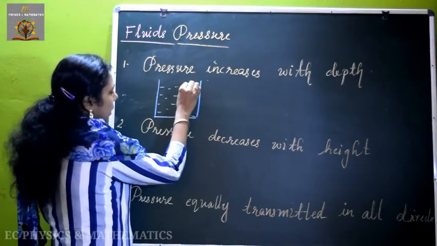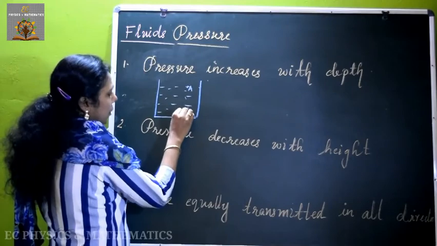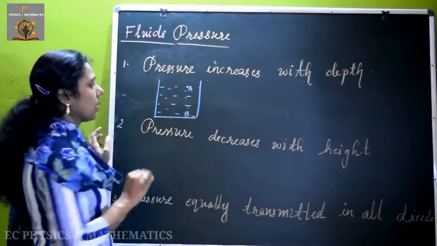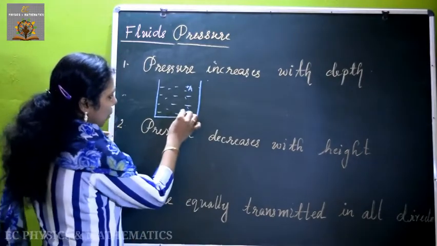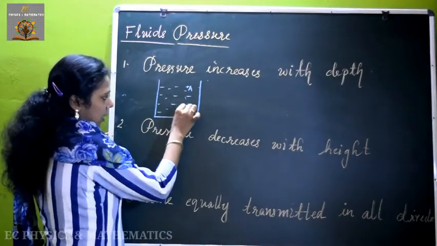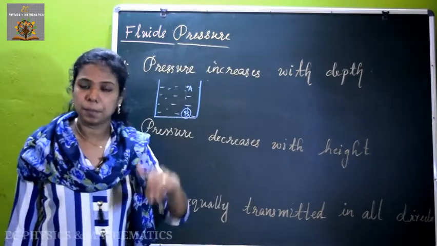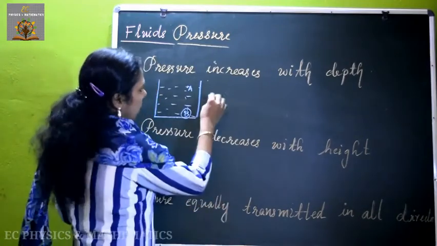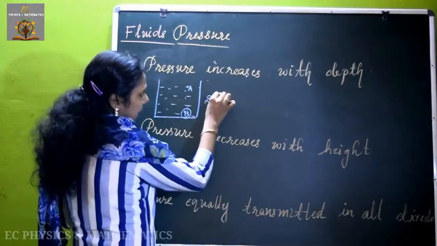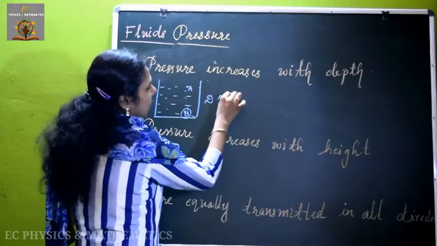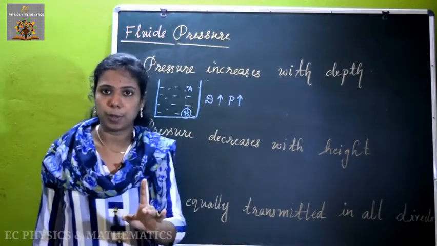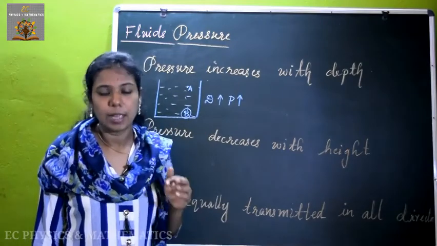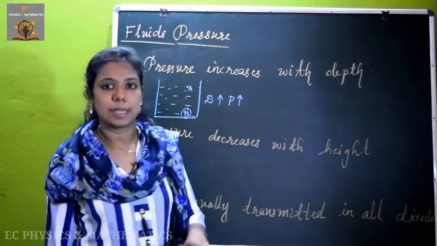This is a point A and this is a point B. The pressure is high at point B. Why? If depth increases, pressure also increases. This is the first property of fluid pressure. If depth increases, pressure also increases.